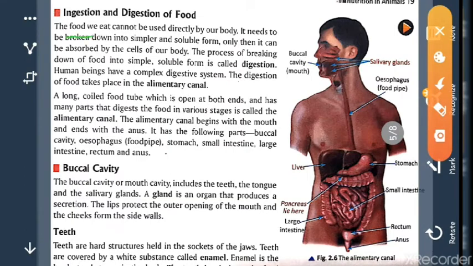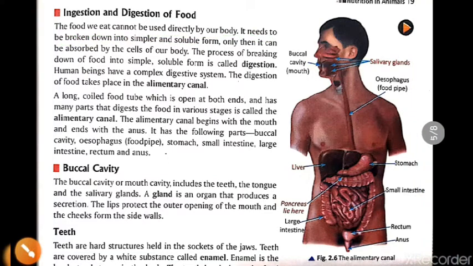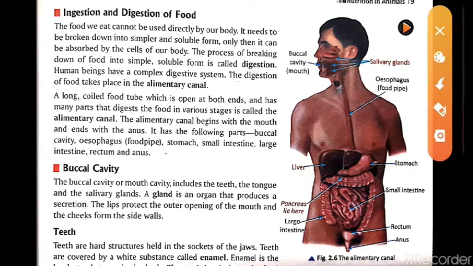The food we eat cannot be used directly by our body. It needs to be broken down into simpler and soluble form, and then it can be absorbed by the cells of our body. The process of breaking down food into small soluble form is called digestion.